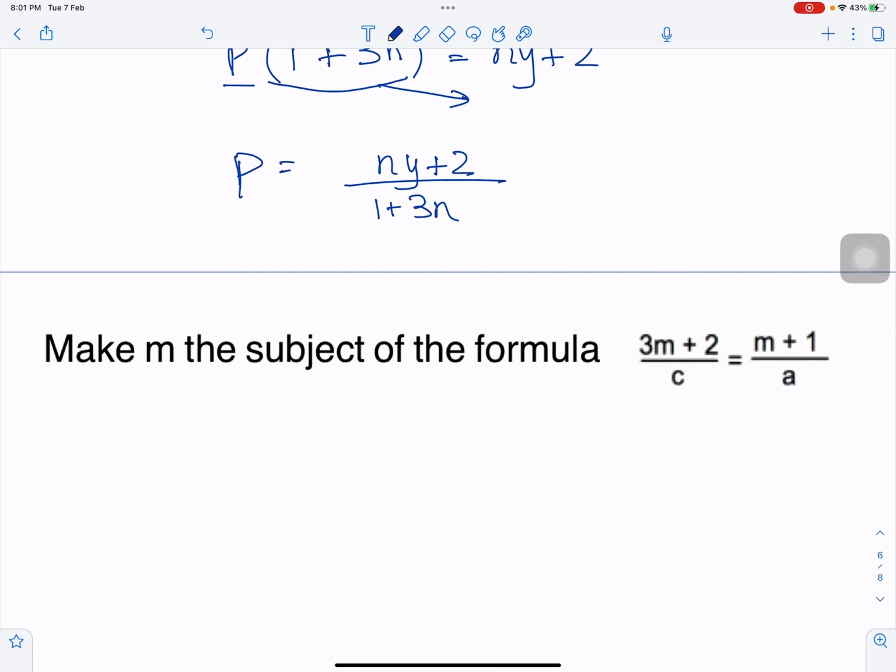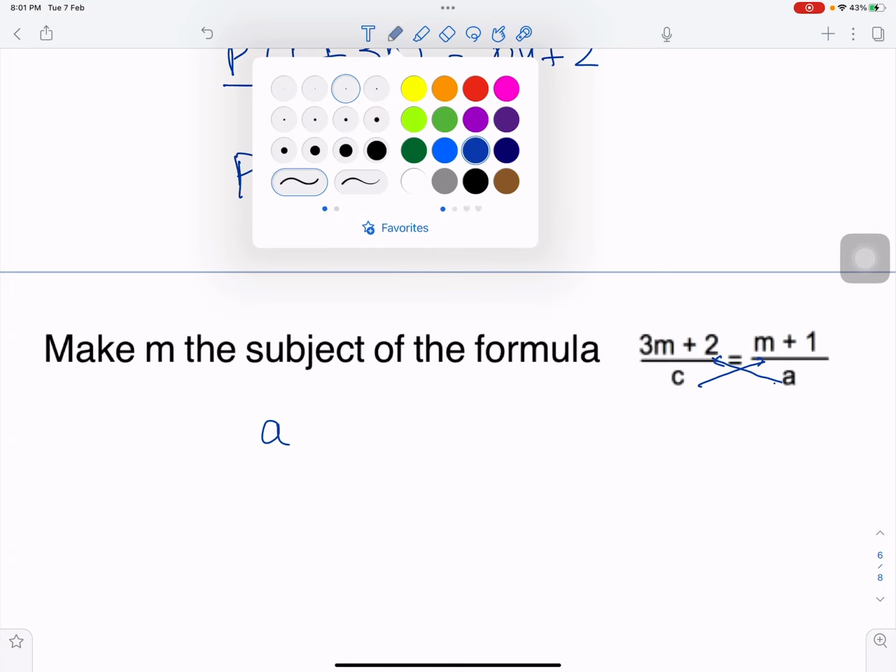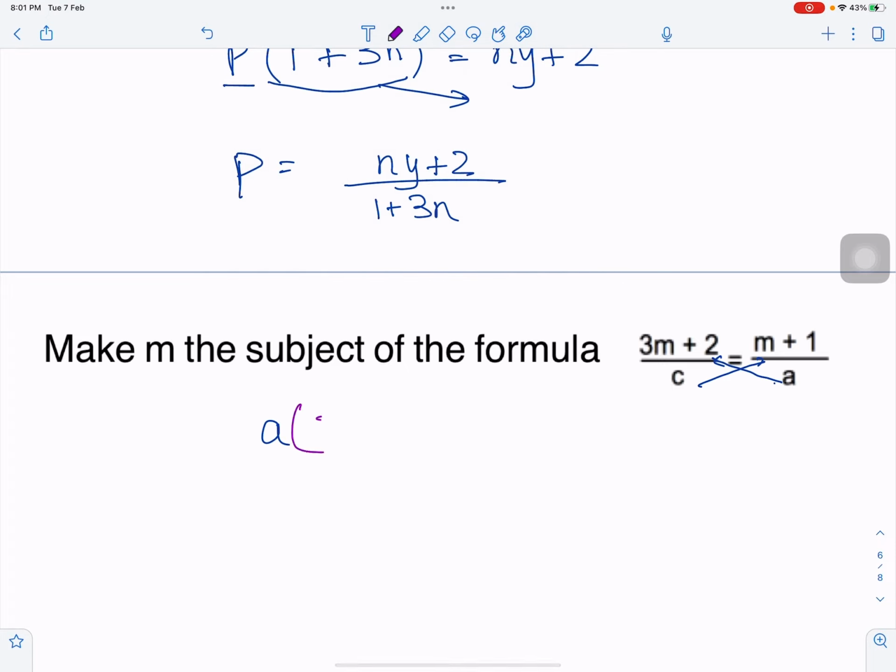Let's take this example. You have to make M a subject, right? This is a fraction and m is present on both sides. So what I'm going to do, first of all, I will finish the fraction. So I will take a here and c here, cross multiplication. So it will become a times 3m plus 2, and is equals to c times m plus 1.